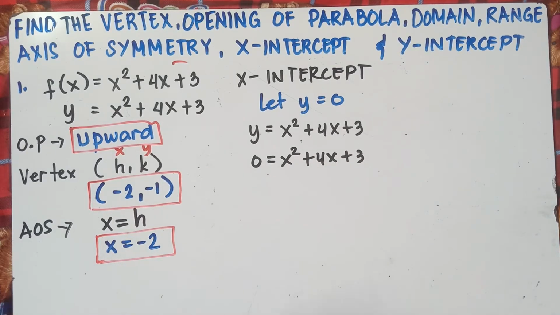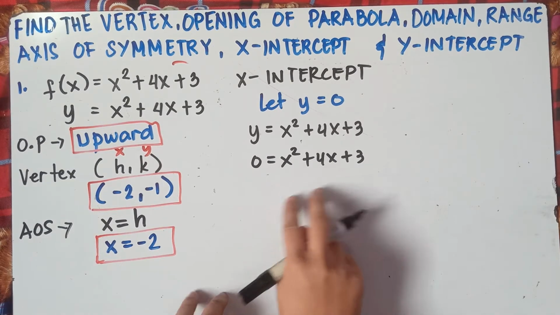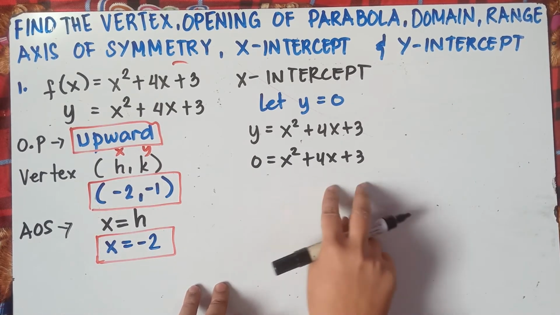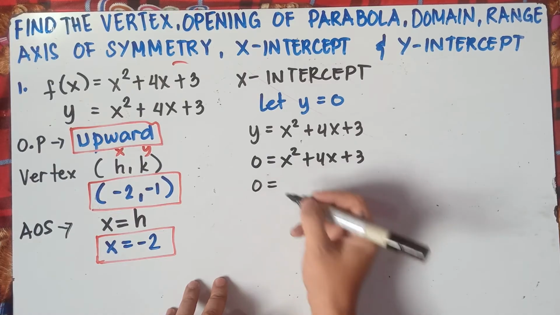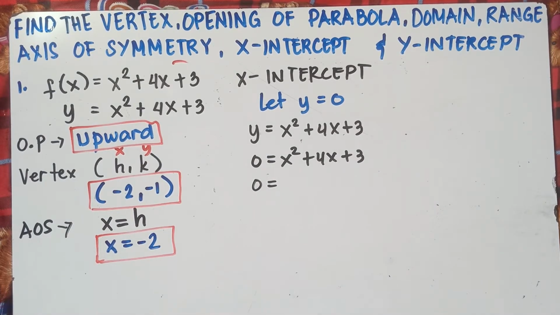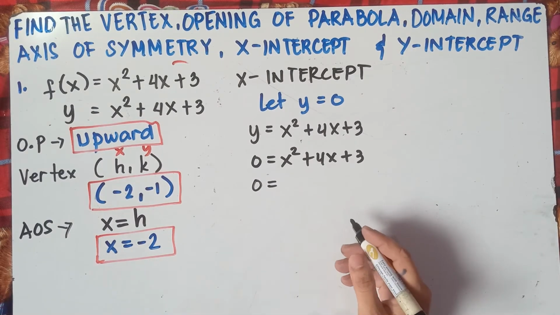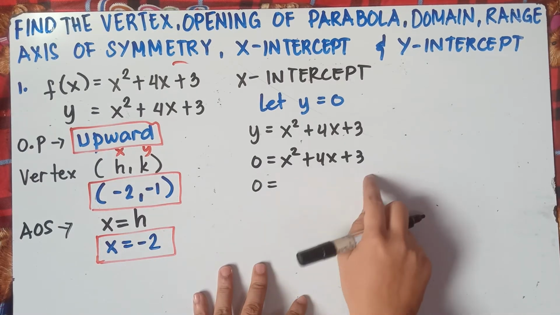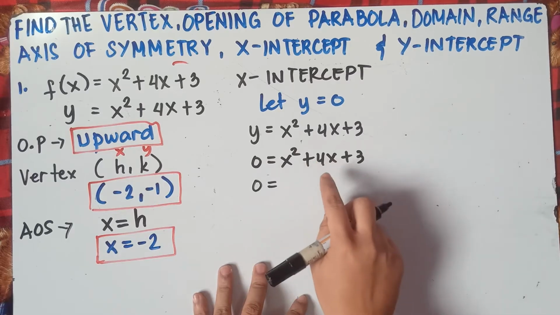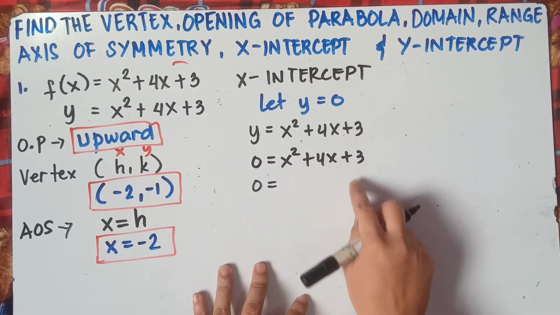You can do that one, class, by factoring. In this scenario, we can find the value of x by factoring. So copy 0 equals. If you want to learn more about factoring, I will put the link in the description down below. In factoring, class, to get the value of x, because we have a trinomial, a quadratic equation, we have x squared plus 4x plus 3.